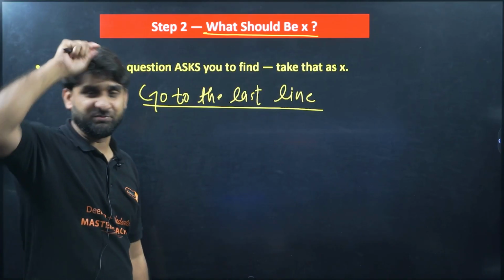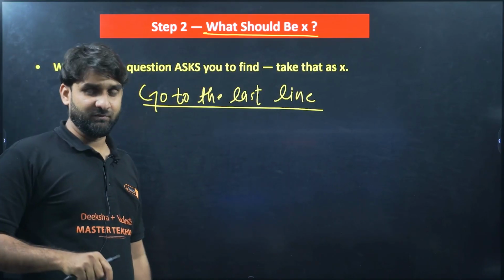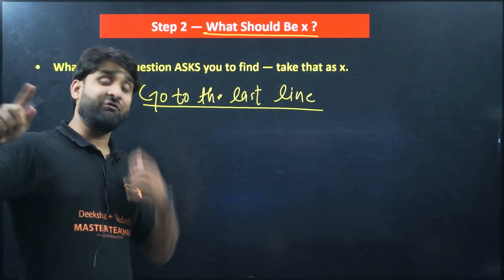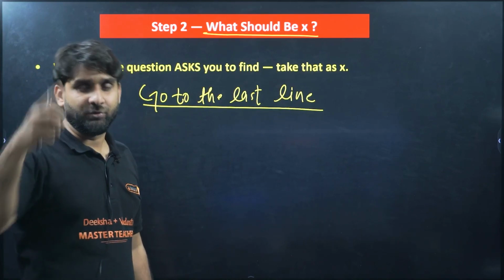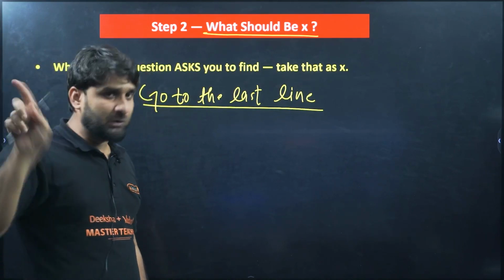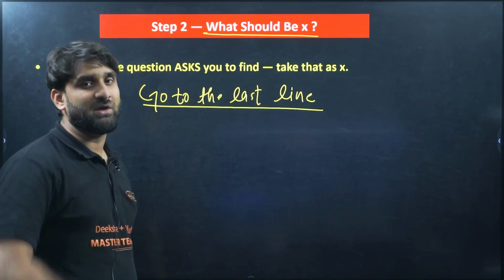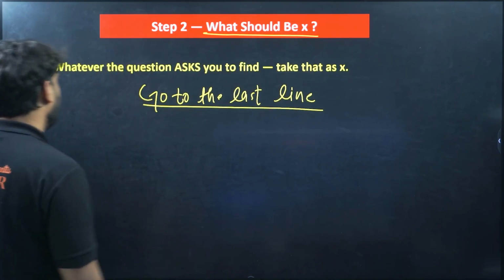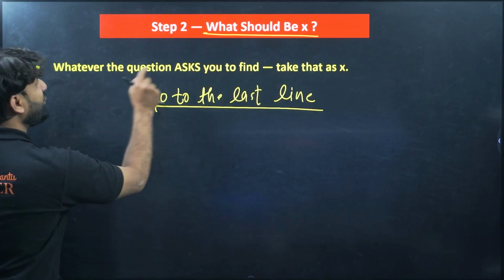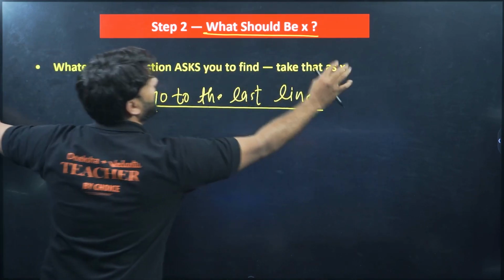If you have to calculate speed, then X kilometer per hour. If the question is asking the cost of a bat, then X rupees. Unit is also required. Otherwise, you may lose your marks if you are unfortunately missing the unit. So the unit is also important. So whatever the question asks you to find, take as X.